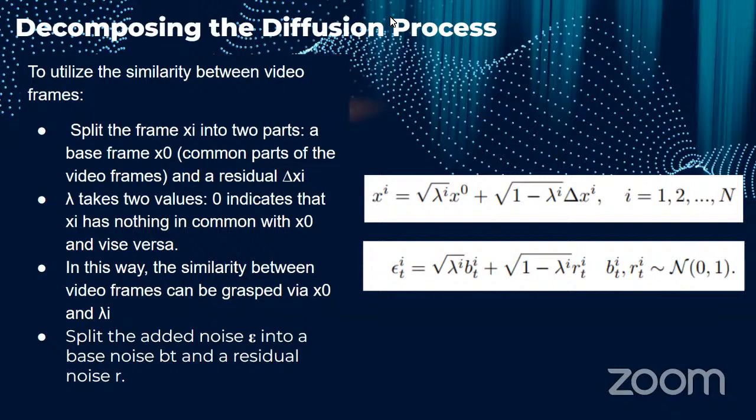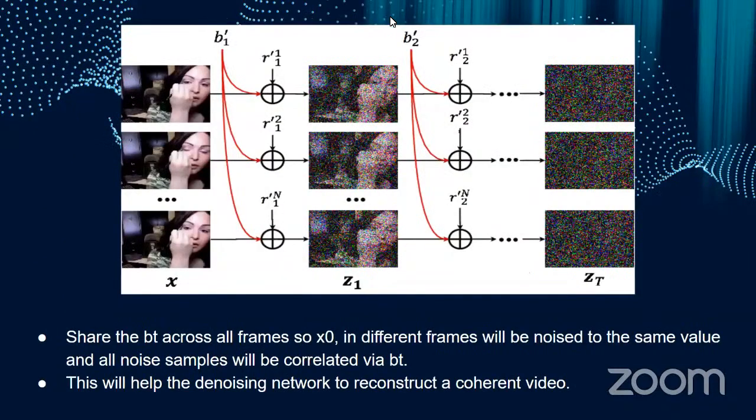As we see in this image, the base noise is shared between all different frames in the video clip. So different frames will be noised to the same value, and this will help the denoising network to reconstruct coherent videos.